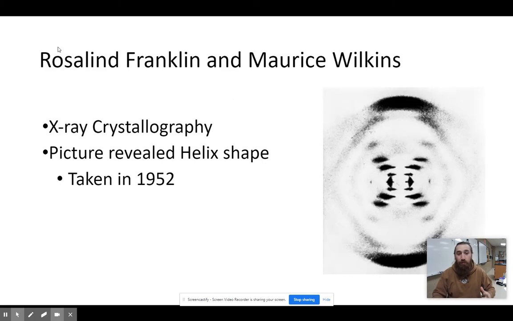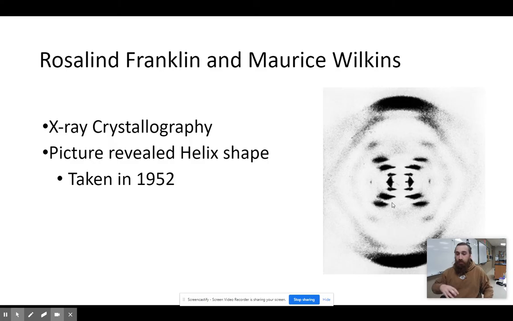Now, the next people we need to talk about are a woman named Rosalind Franklin and another man named Maurice Wilkins. Rosalind Franklin and Maurice Wilkins did X-ray crystallography. From my understanding, they take X-ray photos, and the light refracts off shapes and gives you an image. Rosalind Franklin's most famous photo looks like an X. This picture revealed a helix shape, and it was taken back in 1952.